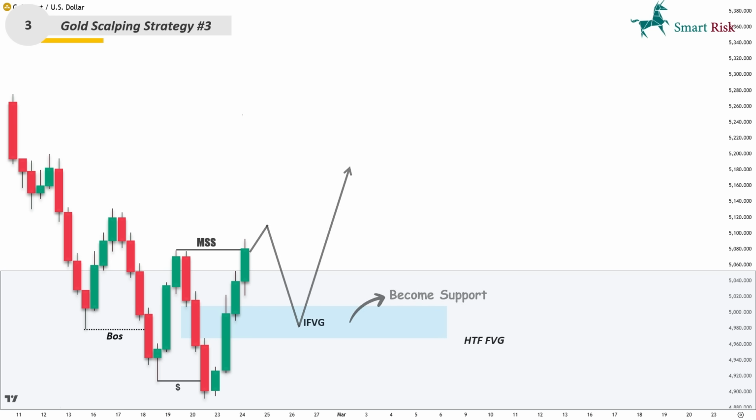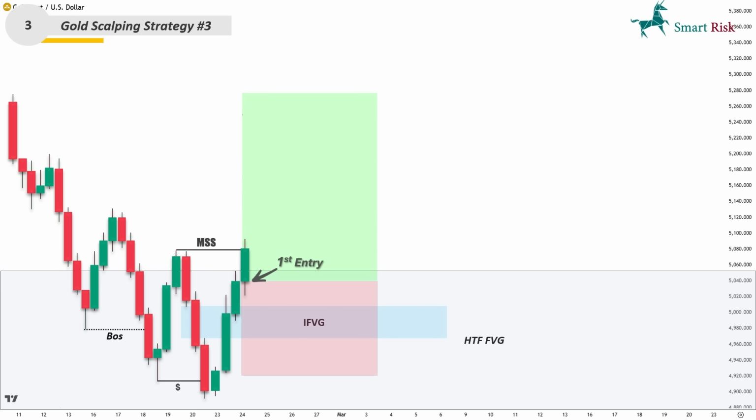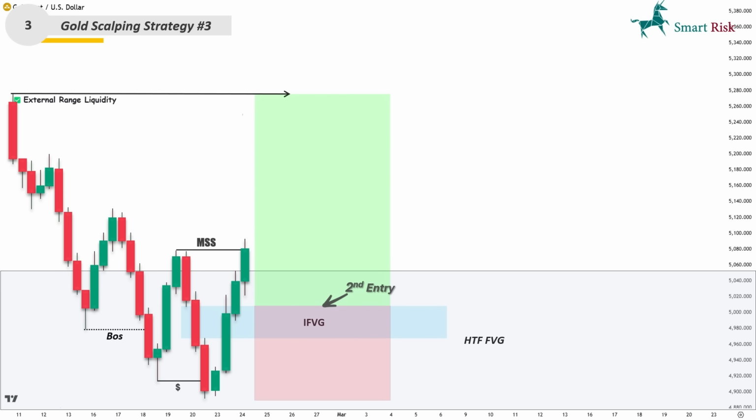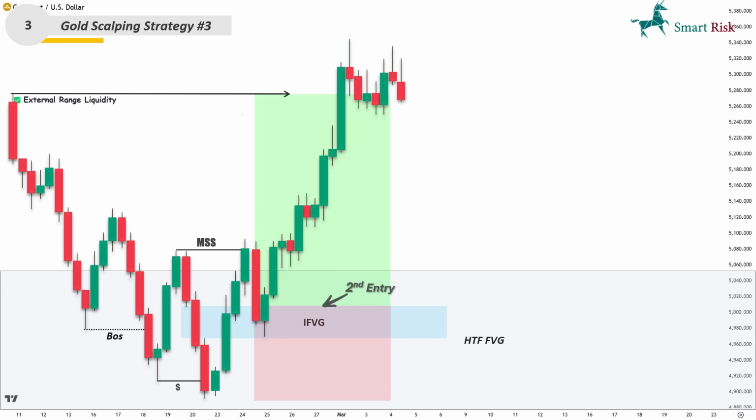The first option is to enter immediately after the inversion fair value gap forms, inside the higher time frame fair value gap. In this case, you open your position at the opening of the next candle, with your stop loss placed below the most recent swing low. The second option is to place a buy limit order at the highest point of the newly formed IFVG and wait for the price to retrace back into the zone and activate your position.